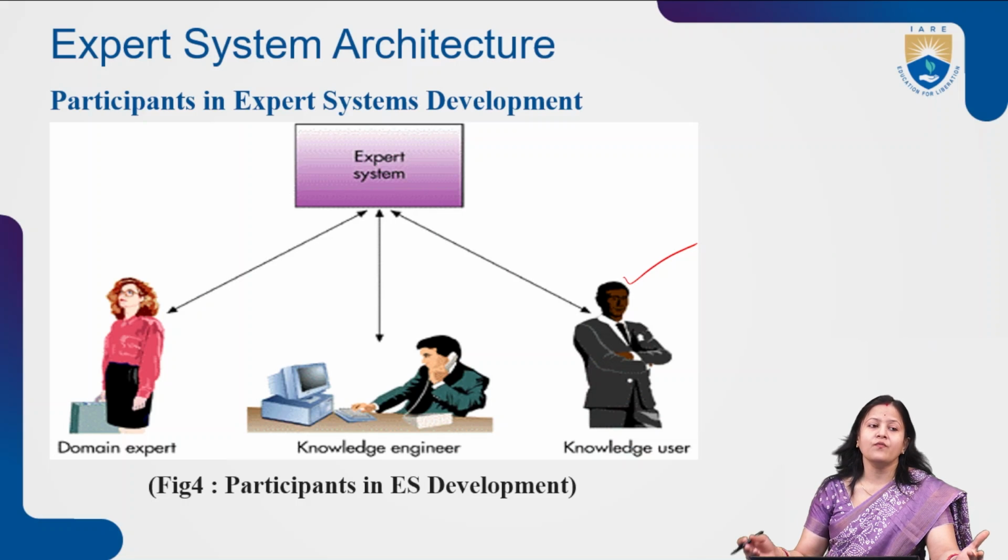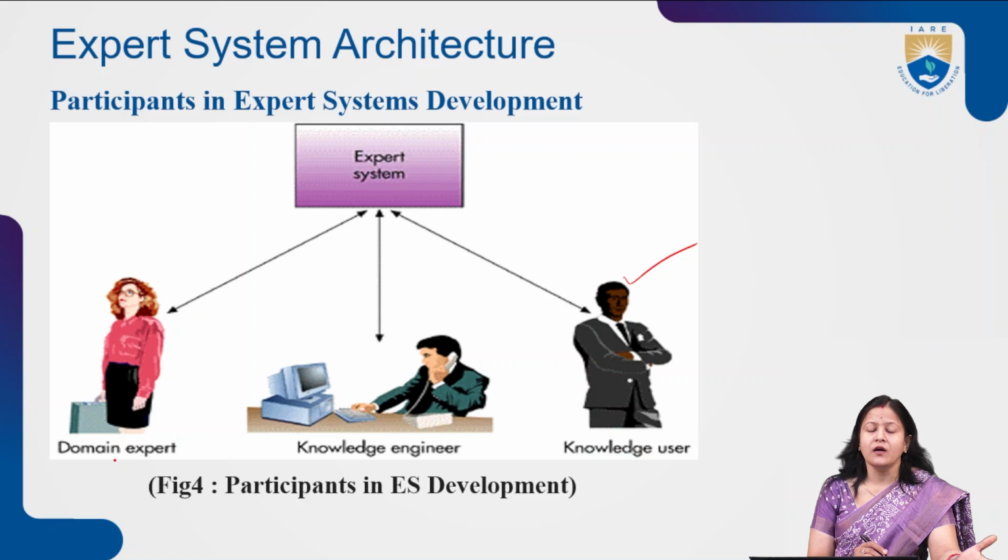We are the laymen. We want to use the system. So the knowledge user should not be an expert engineer. They may not be the domain expert, but they are the laymen who are responsible for or want to use the expert system. And the domain experts are not computer scientists or AI engineers. They are experts in their particular domain.